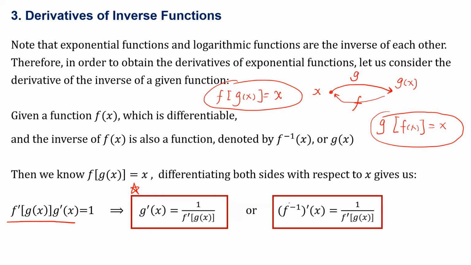Or you can also express that relationship in this form. The only difference here is the symbol we use, okay? Because g(x) is just the reverse of f(x). You can also use the reverse of f(x). The derivative of the reverse of f(x) equals 1 over the derivative of f with respect to g(x), okay?